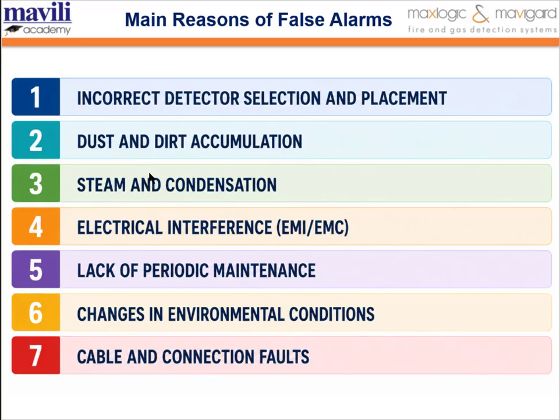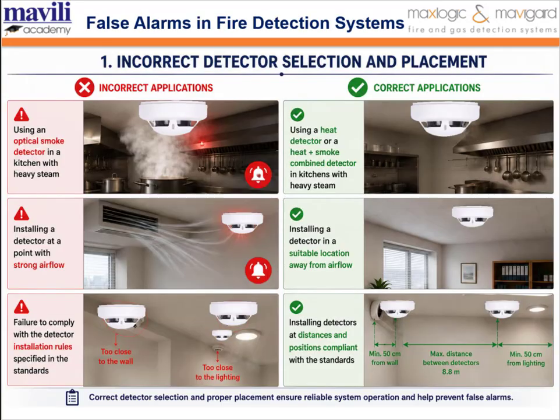And we have the electrical interferences, the electromagnetic interference and electromagnetic conductivity. These again cause false alarms. And we have the lack of periodic maintenance, also changes in environmental conditions. And the last one is cable and connection faults.